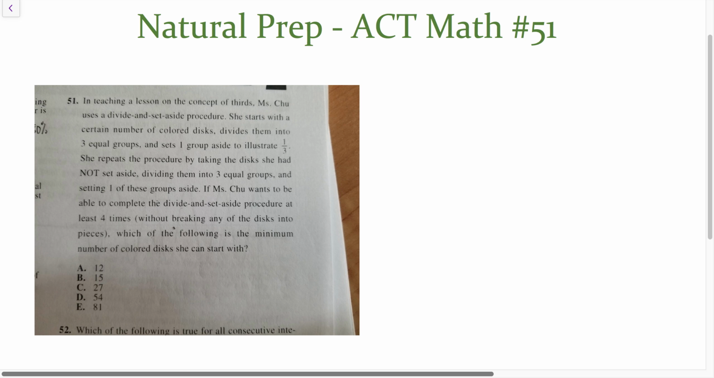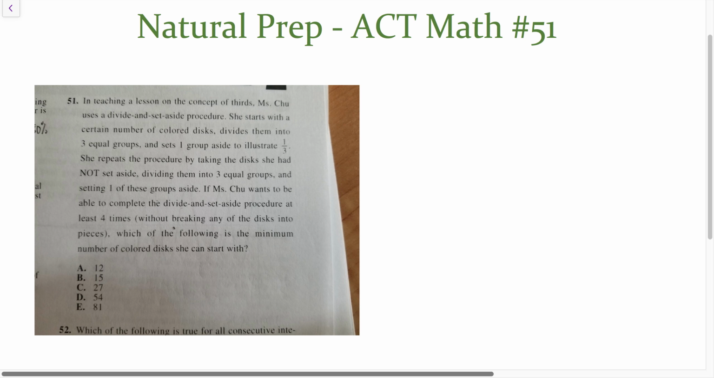In teaching a lesson on the concept of thirds, Miss Chu uses a divide and set aside procedure. She starts with a certain number of colored discs, divides them into 3 equal groups, and sets one group aside to illustrate 1/3. She repeats the procedure by taking the discs she had not set aside, dividing them into 3 equal groups, and setting one of these groups aside.